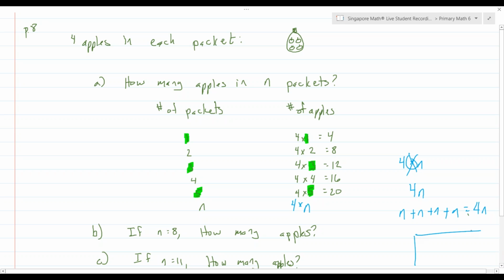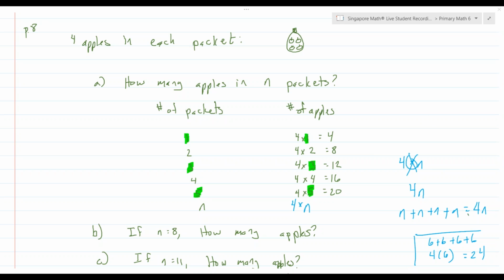Think about that for just a minute. If I had 6 plus 6 plus 6 plus 6, that's the same thing as 4 times 6, which is 24. So when I write 4n, you can think 4 times n, or you can think n plus n plus n plus n. It means the same thing.